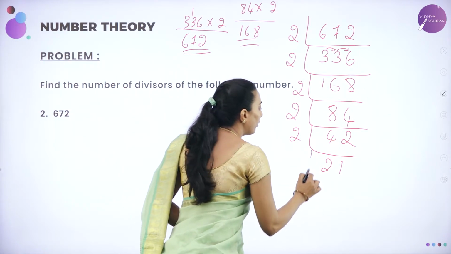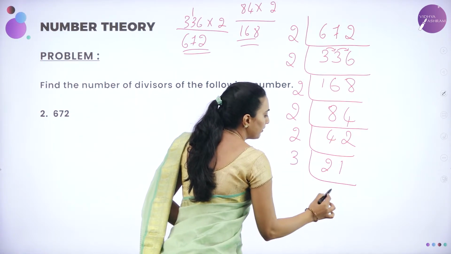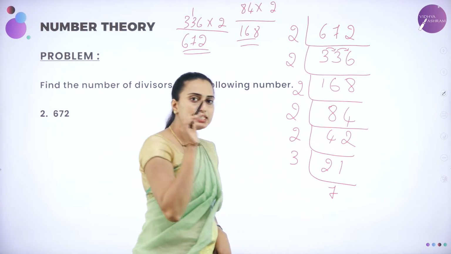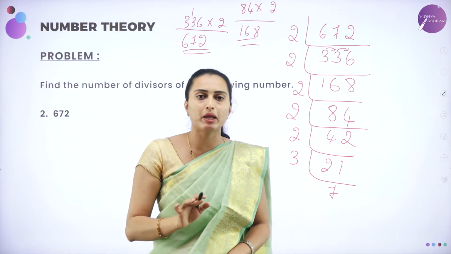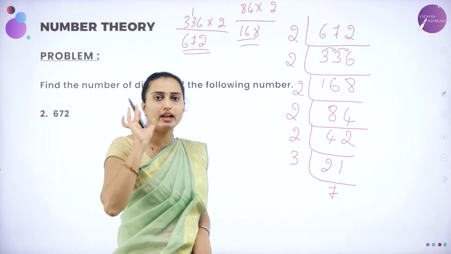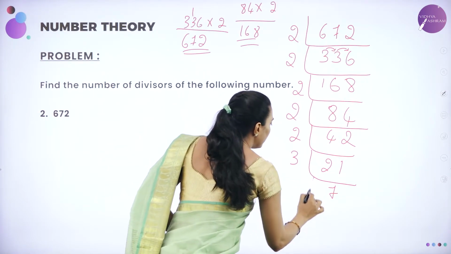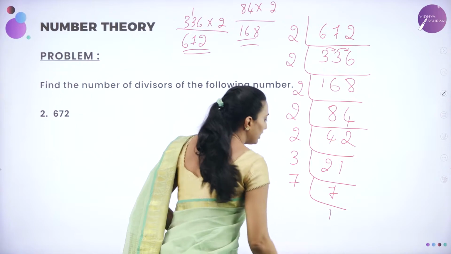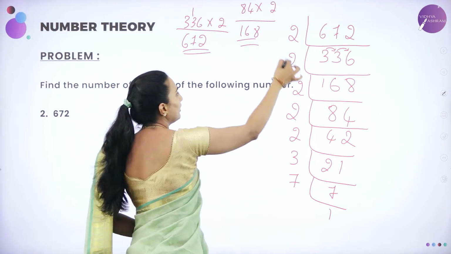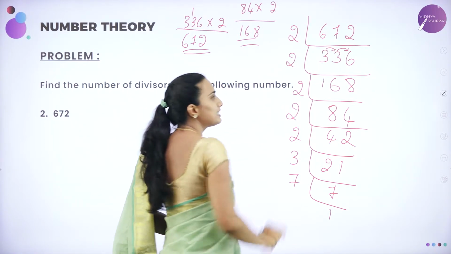So here we are going to have 3. 3 7s are 21. Again, 7 is a prime number. 7 is only divisible by 1 and 7 itself. So therefore you are going to stop here. That is 7 1s are 7. So these are all the factors you are going to have for 672.